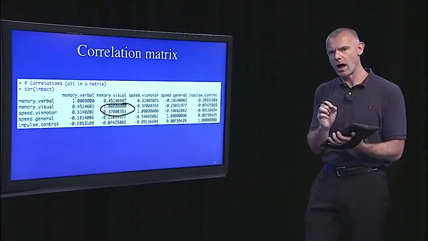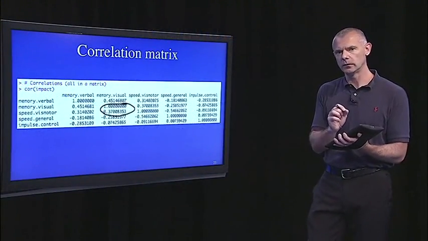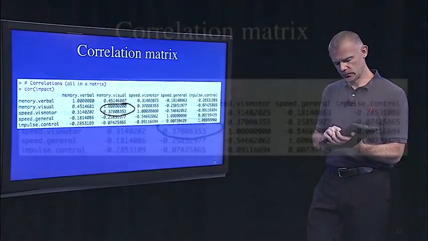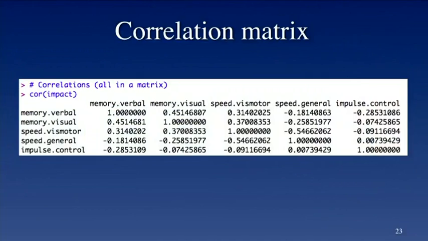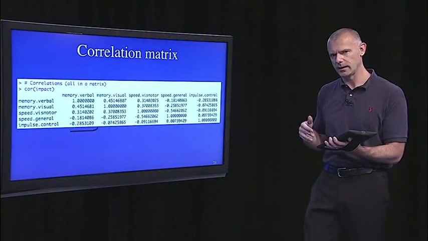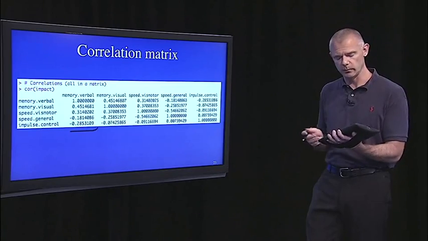What's not looking so hot is impulse control. So look at the bottom row of this correlation matrix. You got a little bit of a correlation here, but then the rest of the way, not much. And in the next segment of this lecture, we'll do a reliability analysis, and you'll see that the impulse control measure isn't so reliable. And that could be why it's not correlating with much.